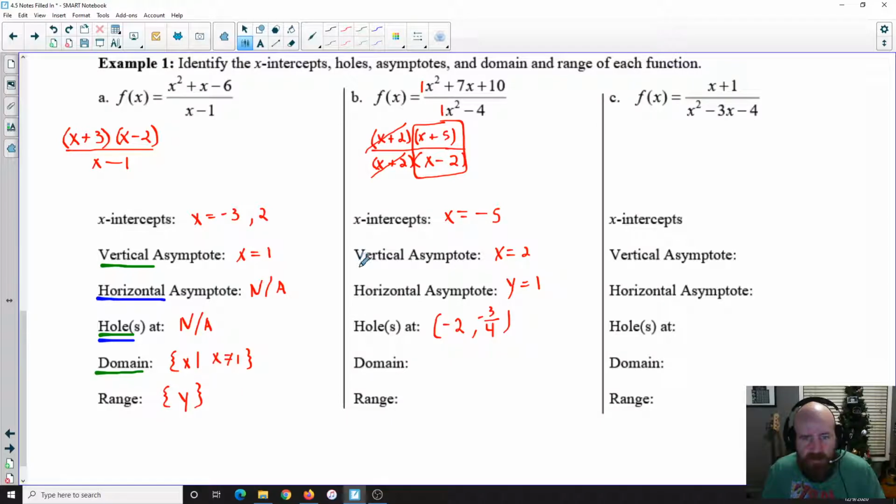Domain, remember we talked that it was the vertical asymptote and the hole dictates what our domain is. So our domain is all x's such that x cannot equal 2 for the vertical asymptote and then -2 for the hole. So -2 and 2.